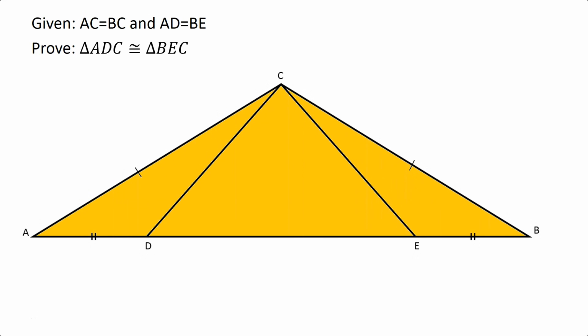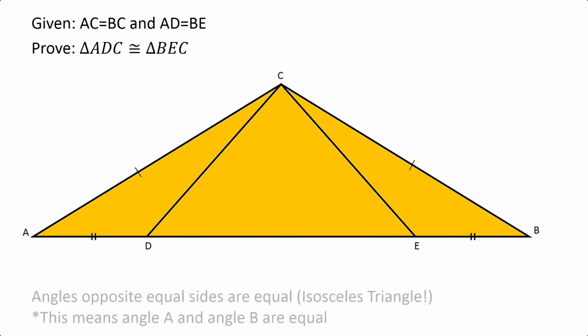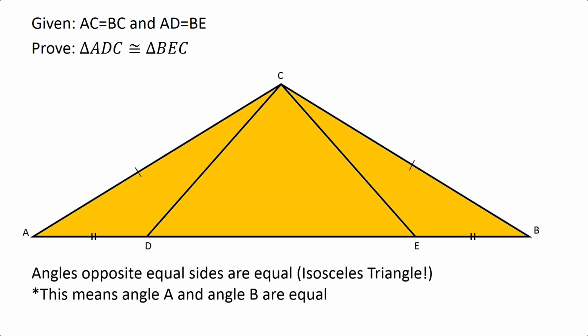If we look at the original triangle as a whole, we can actually see it is what is known as an isosceles triangle. And in an isosceles triangle, angles that are opposite equal sides are also equal. This makes A and B equal.